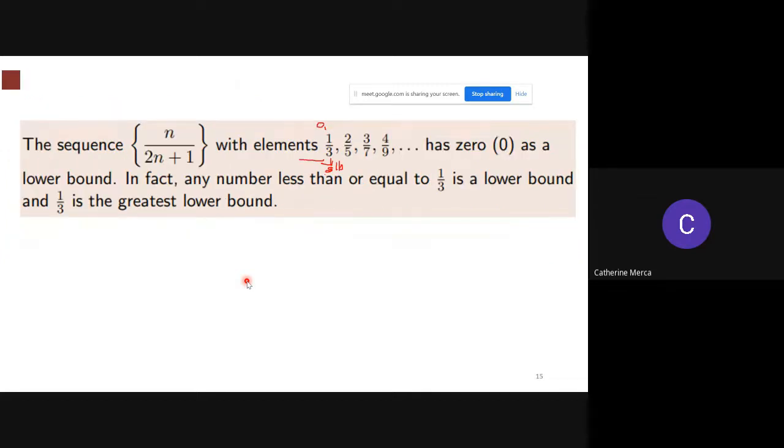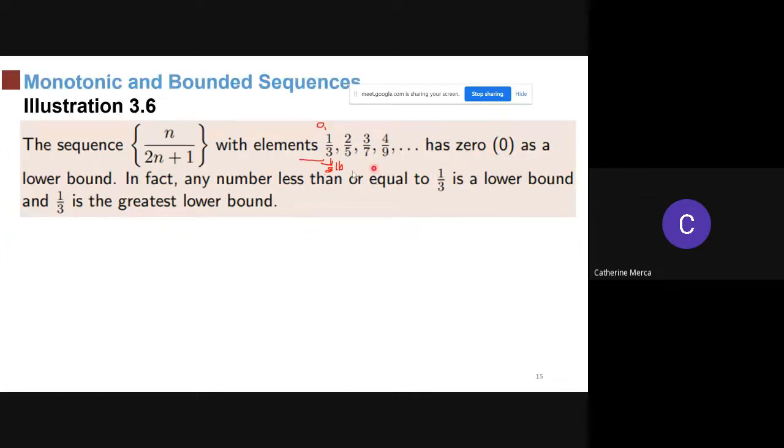Example siguro para makita ninyo. So here, illustration. Kani, n over 2n plus 1. Ang first element sa n would be, when n equal to 1, you will have 1 over 2 times 1, that's 2 plus 1, so you have 3. So 1 over 3. Ang second element will be 2 over 2 times 2, that's 4 plus 1, so you have 2 over 5. Third element, or third term, is 3 over 2 times 3, that is 6 plus 1, so you have 7. And then, sunod na po na.